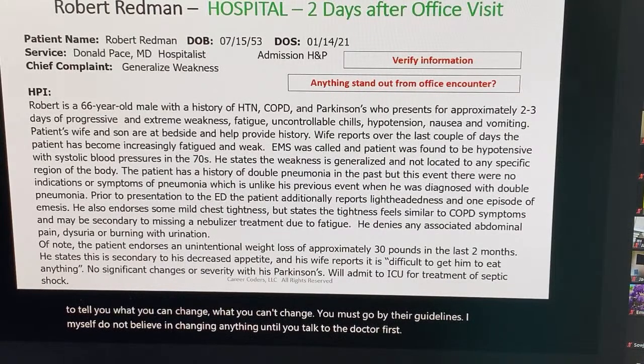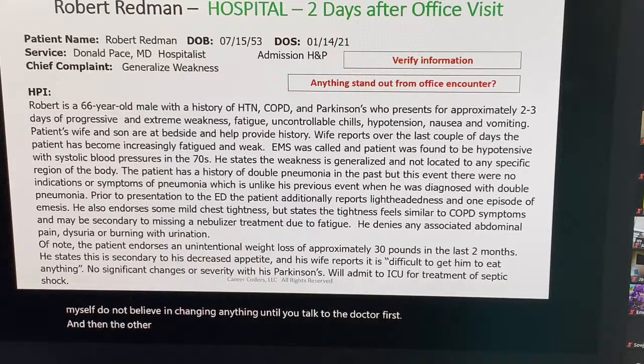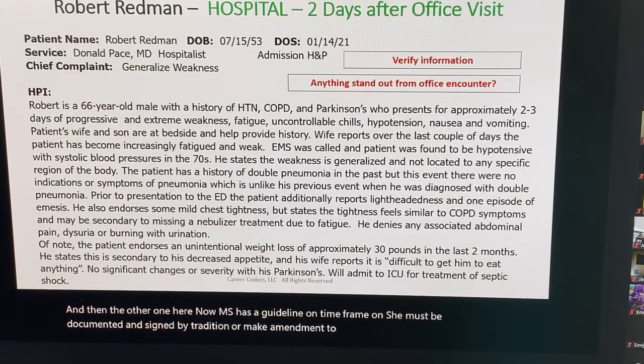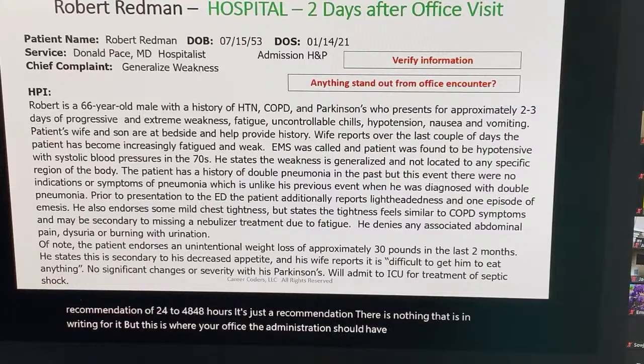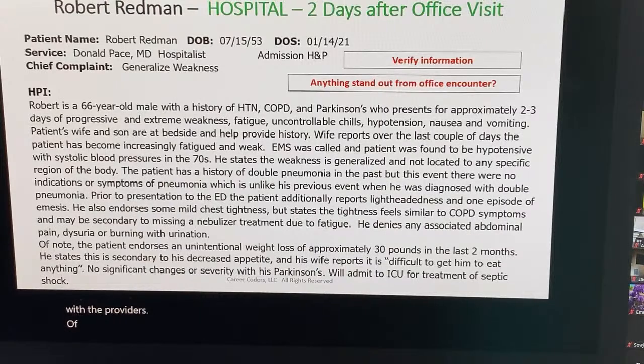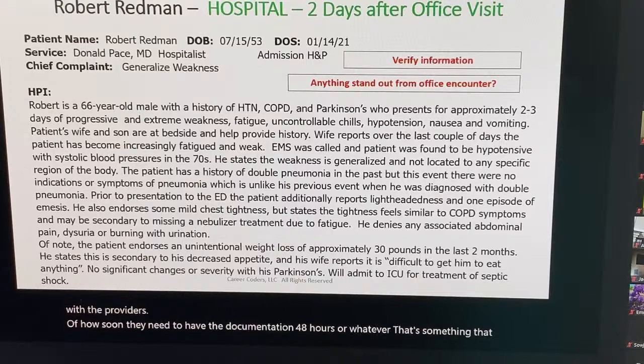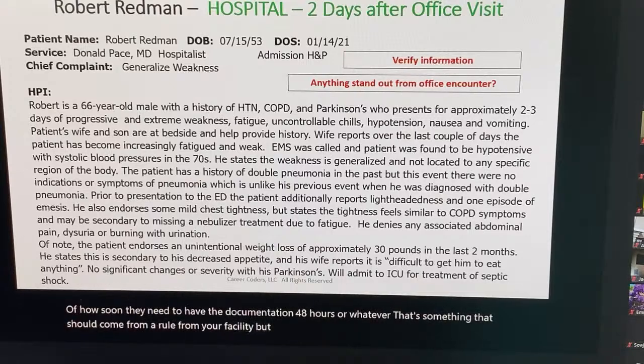Okay. And then the other one here, does CMS have a guideline on time frame? A note must be documented and signed by the clinician, or make an amendment to notes? They just have the recommendation of 24 to 48 hours. It's just a recommendation. It is nothing that is in writing. But this is where your office, the administration, should have something in writing with the providers of how soon they need to have the documentation. 48 hours or whatever. That's something that should come from a rule from your facility.